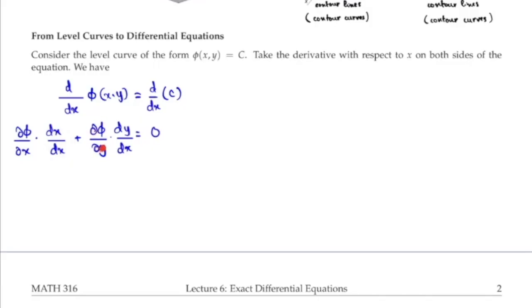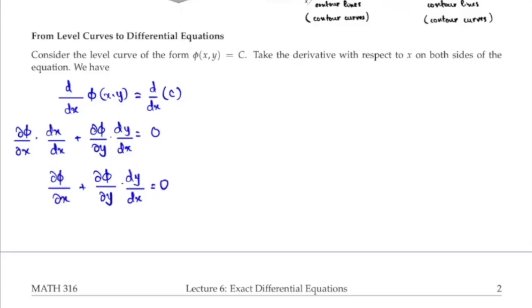Right? So this part, again, is the partial derivative of the outside function multiplied by the derivative of the inside function. Again, the inside function is y in this case. But because we take the derivative with respect to x, this is what you have. The derivative of x with respect to x is 1, and therefore you have partial phi partial x plus partial phi partial y times dy dx is equal to 0. Okay.